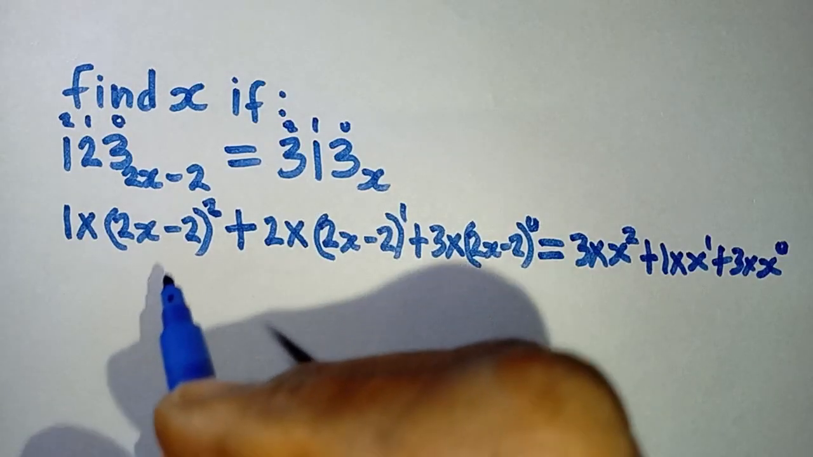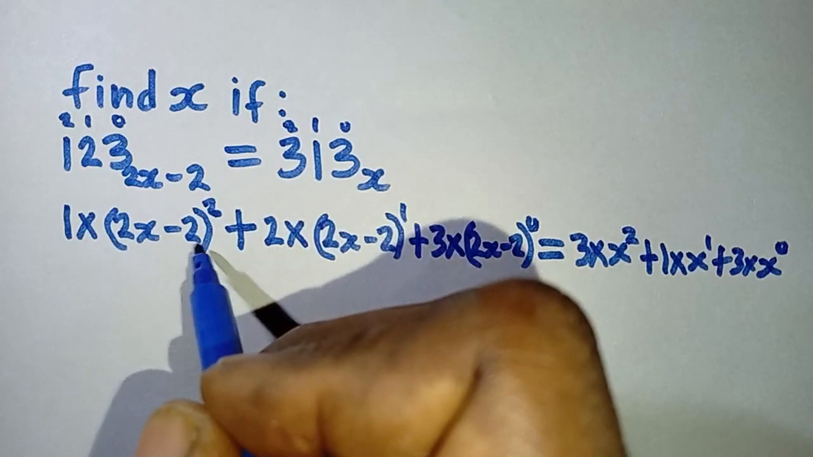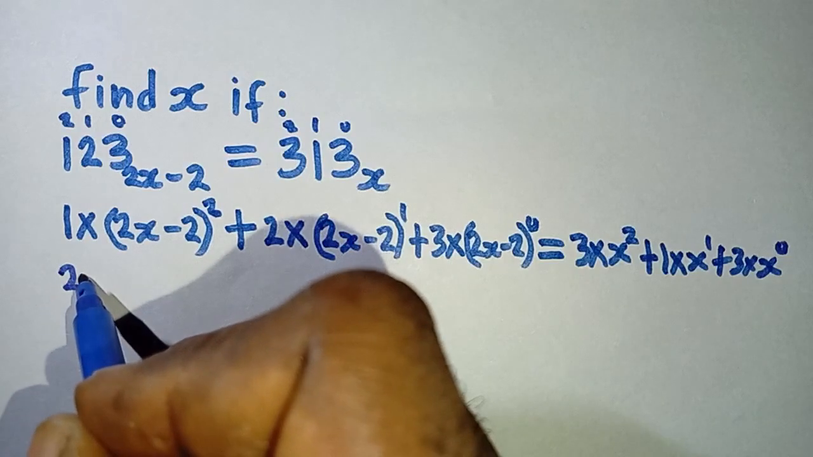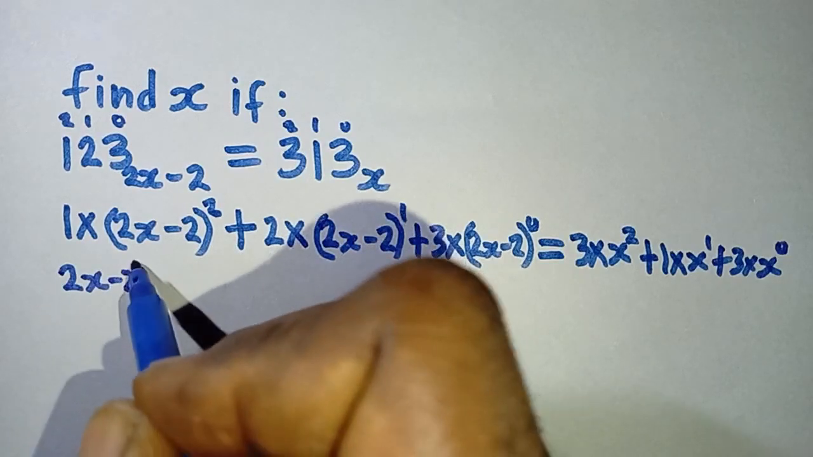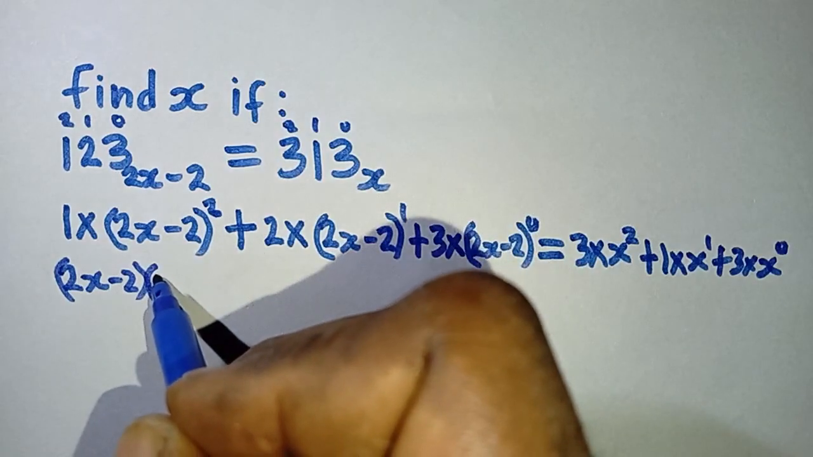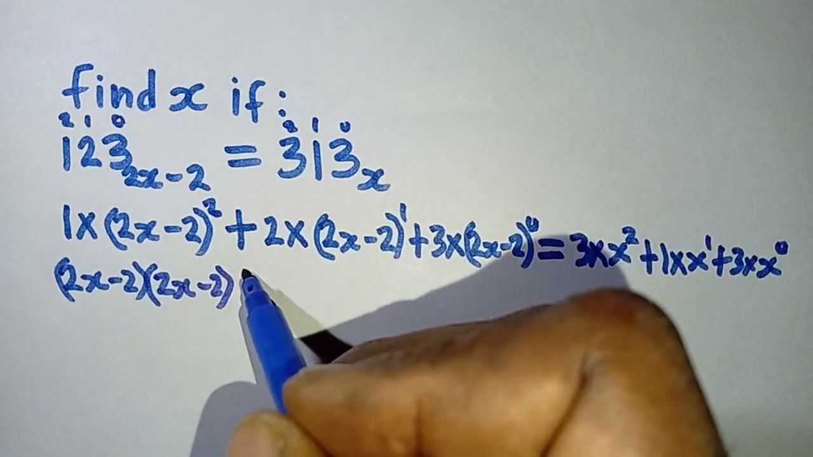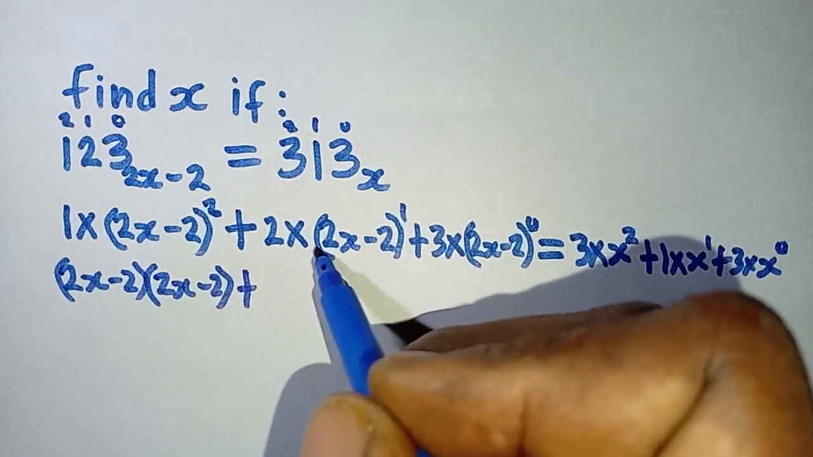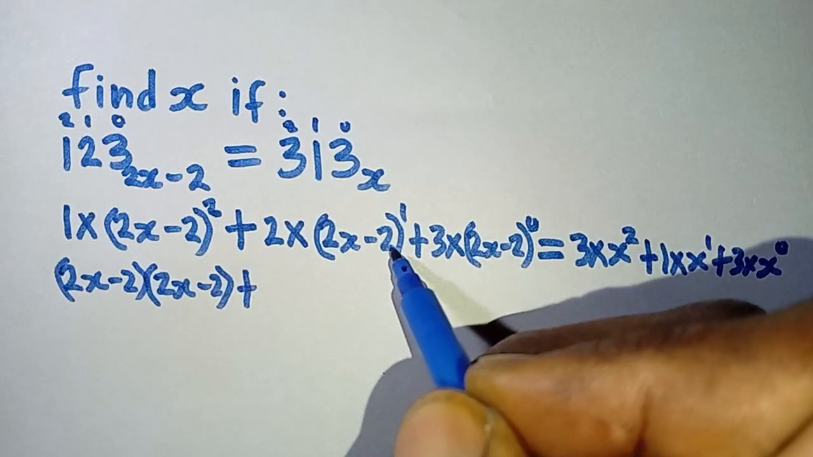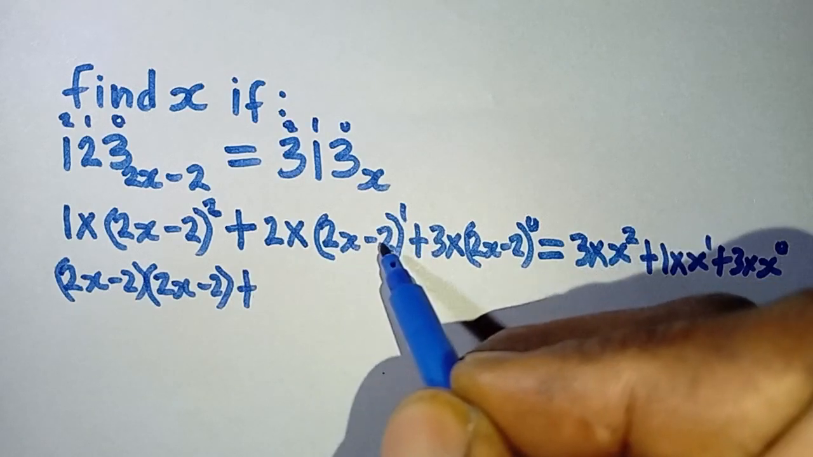So we are now going to simplify. 1 multiplied by this will still be equal to this. This raised to power 2 means it is multiplying itself, so I can write it as 2x minus 2 multiplied by itself, 2x minus 2. Then plus these 2 multiplied by this raised to power 1, which remains 2x minus 2 because the power is 1.